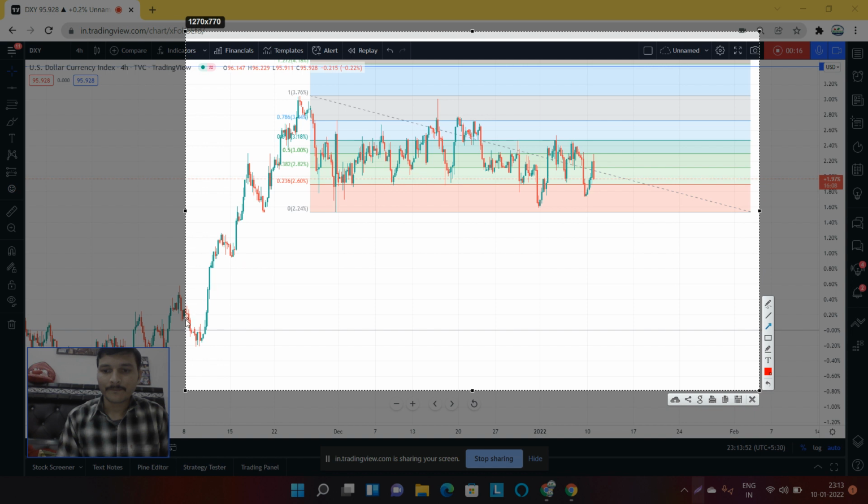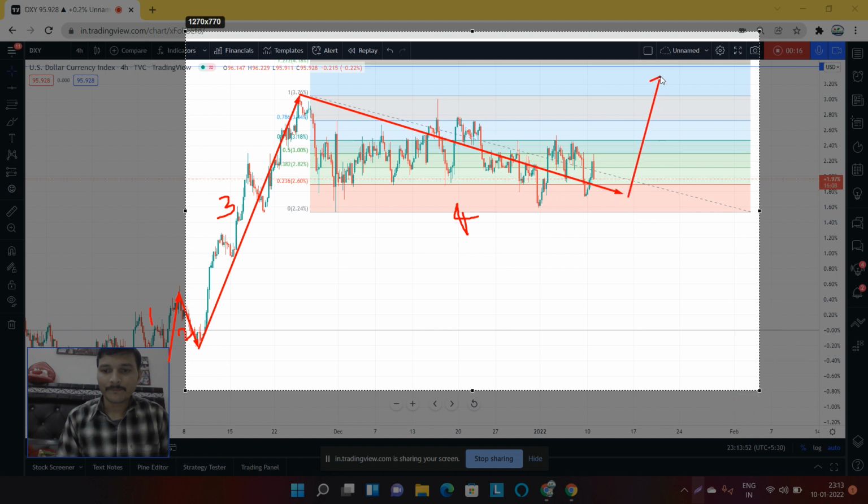So what I can see is that if we consider this swing as the first impulsive, then this is the second. And this is the third, right? So this is the long correction of the fourth Elliott wave. If we give the name, this is one, this is two, this is three, this is four. And after the completion of this correction, then we can expect an up direction by the dollar index. So dollar index has the capability of making a new high.